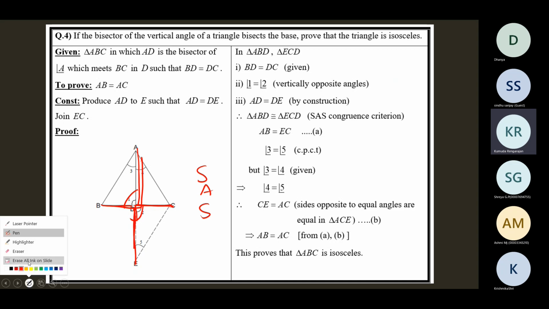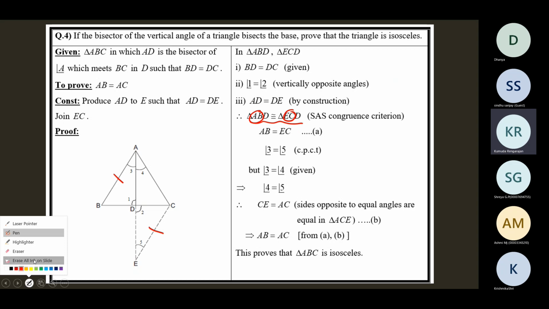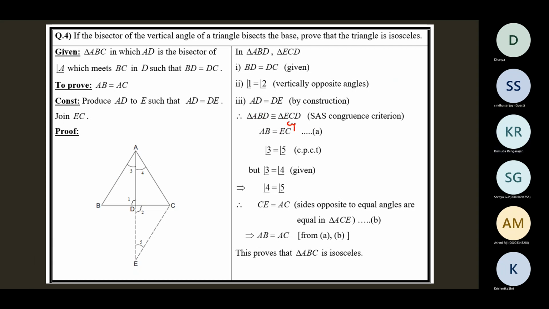CPCT, this is very important. Now what to write through CPCT is very important. I'll tell you once and again, then it will be clear. So by CPCT, we have AB is equal to EC. See here, once you write the triangle congruence, AB is equal to EC by CPCT.